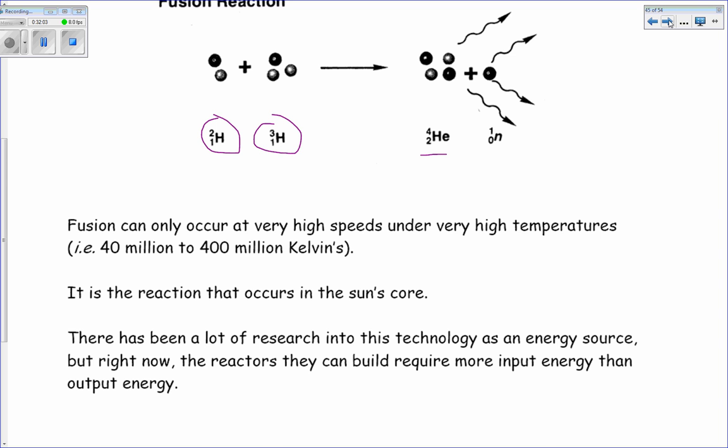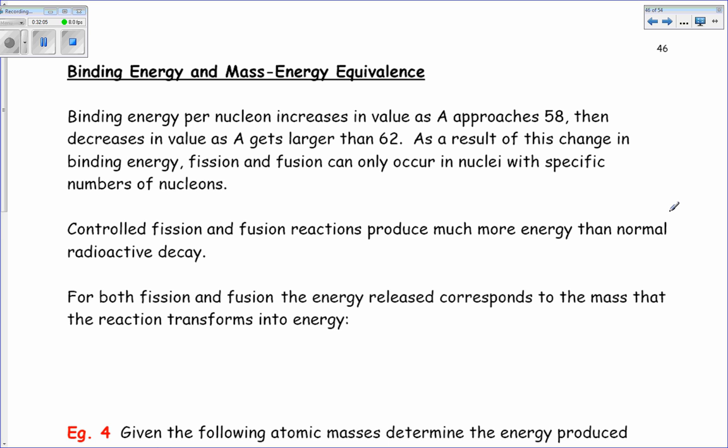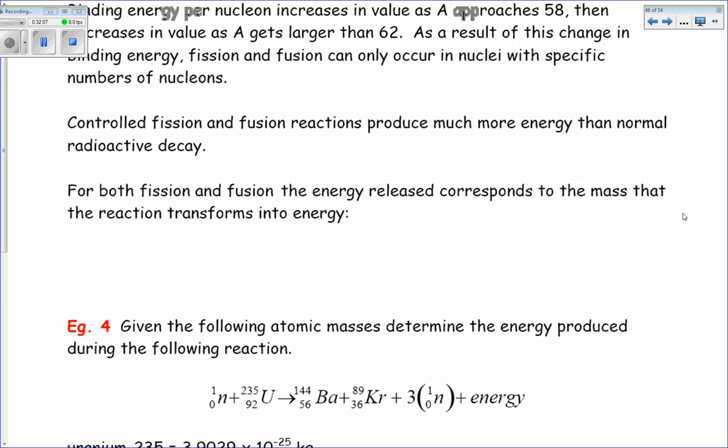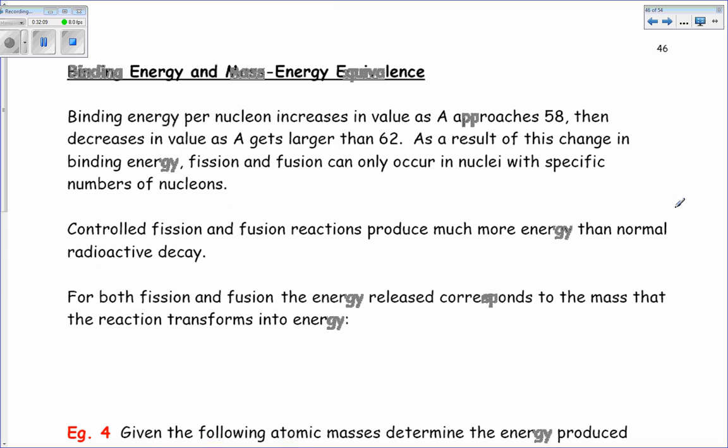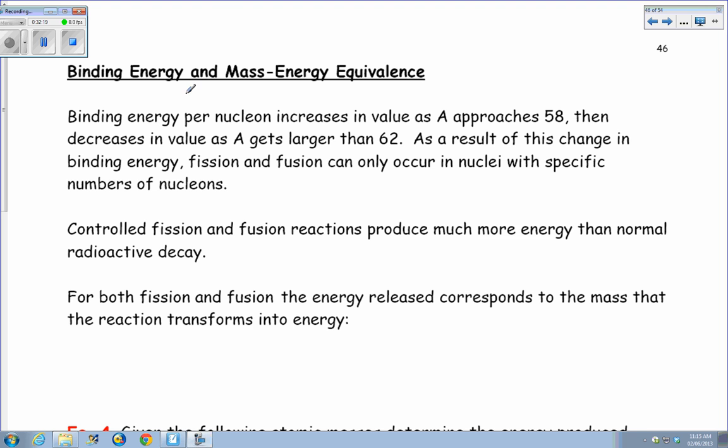So we're going to do a binding energy and mass energy equivalence calculation for a fission reaction here. It's the same calculation we did on the previous page, but for fission instead of just a single isotope. Okay, that's a bit better.